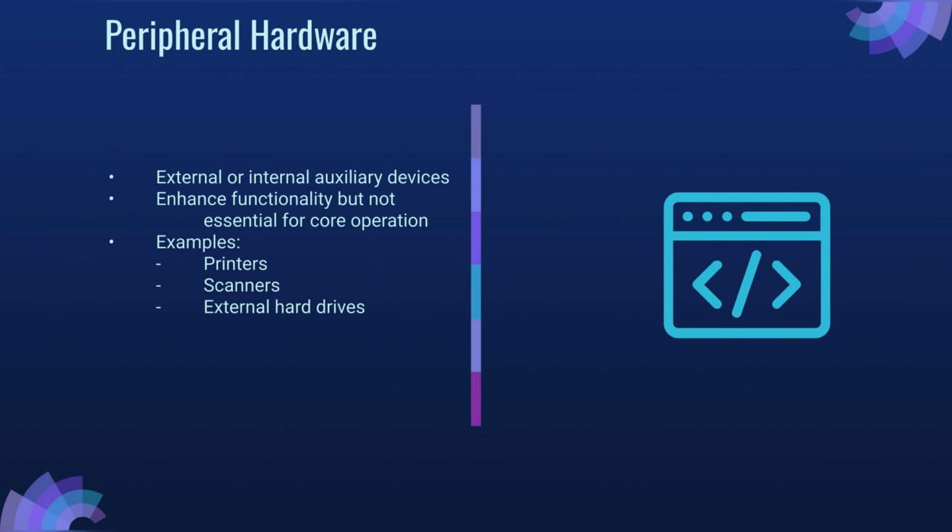Peripheral hardware, also known as peripheral devices, are auxiliary components that are connected to the computer externally or internally to provide additional functionality. These devices are not essential for the core operation of the computer but enhance its capabilities, providing both inputs and outputs.